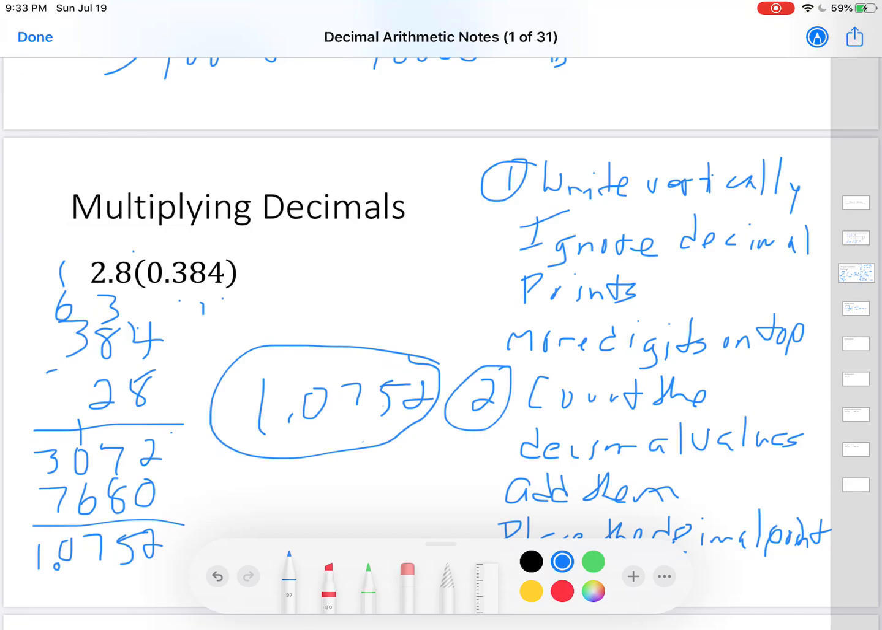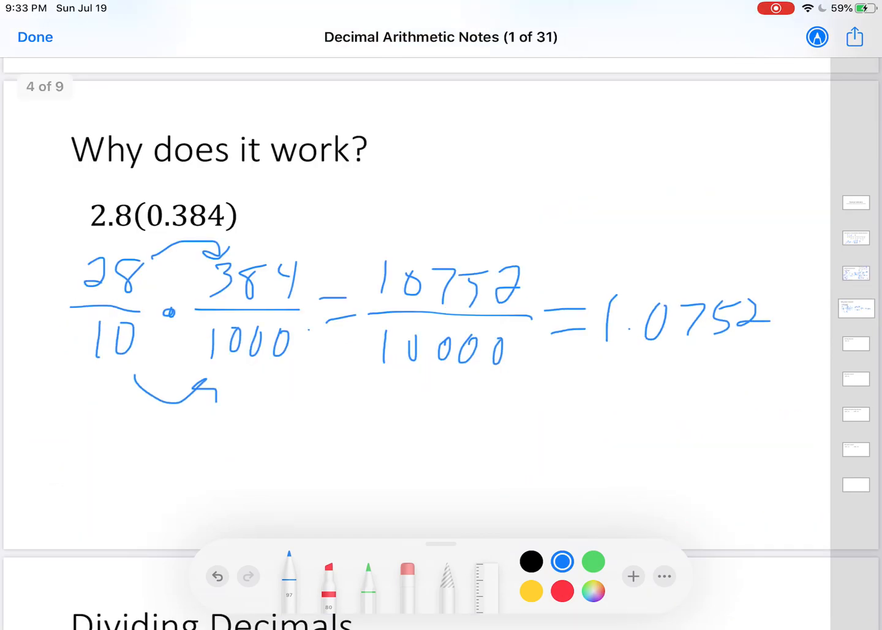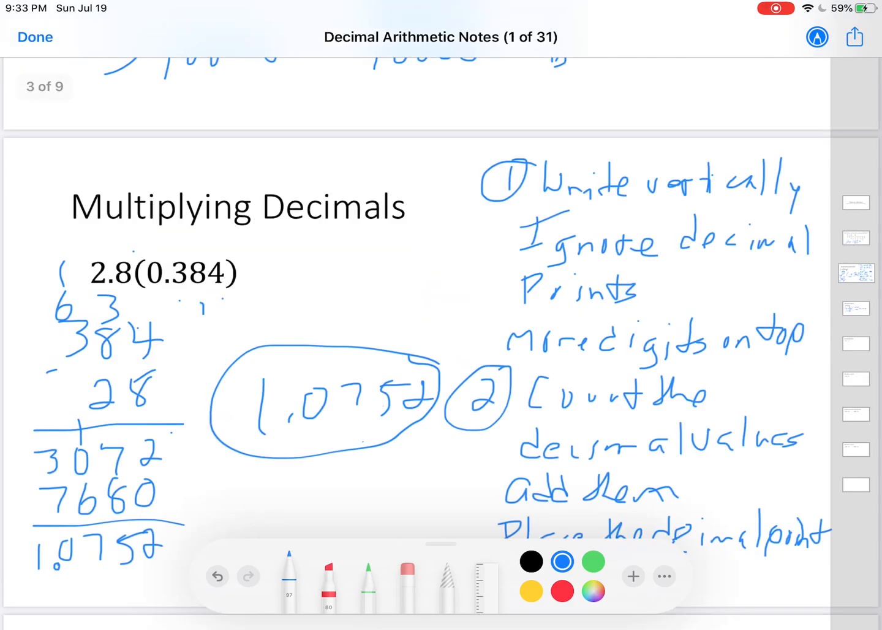You do this second step. You count the decimal values, and you add them, and you place the decimal point. This goes 4 places over because it's 1 place, and 3 places makes 4 places, because that's multiplying 10 times 1,000 to make 10,000. And that's how multiplying decimal fractions work.